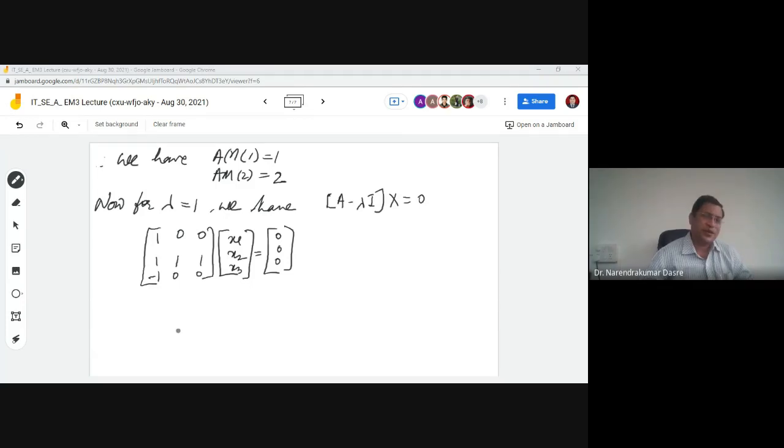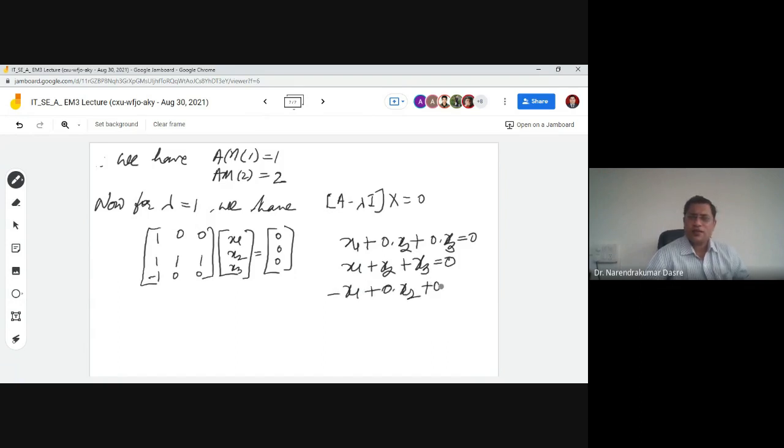Okay, I'll write the equation, then you can see easily. So x1 plus 0x2 plus 0x3 is equal to 0. x1 plus x2 plus x3 is equal to 0. Minus x1 plus 0x2 plus 0x3 is equal to 0. I can write this equation as minus x1 minus 0x2 minus 0x3 is equal to 0. Now you can tell me how many equations we have.